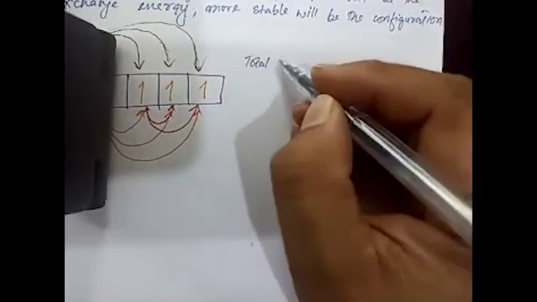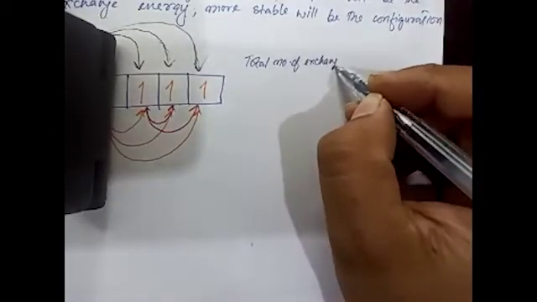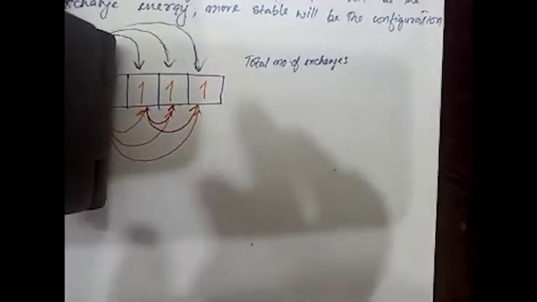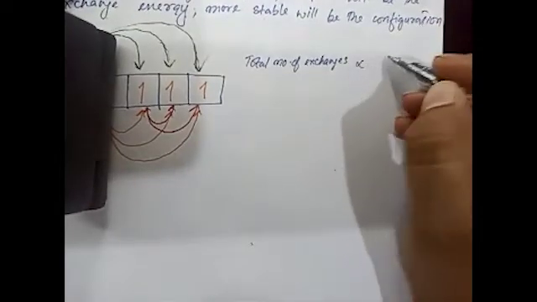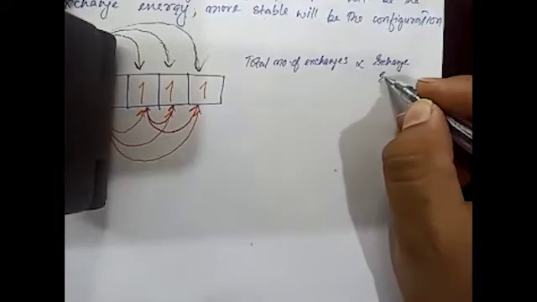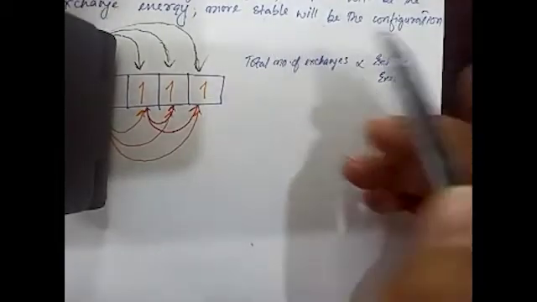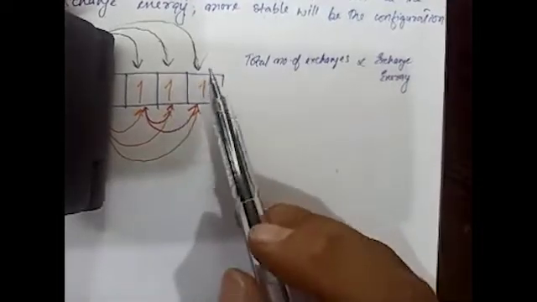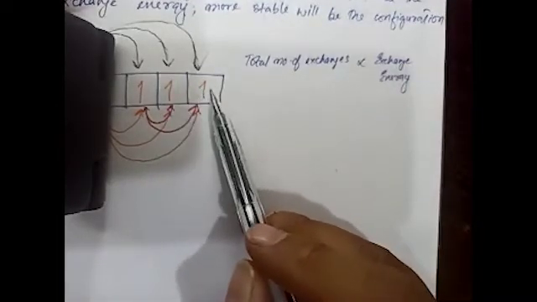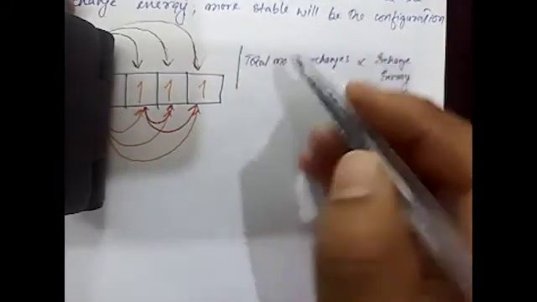Total number of exchanges is directly proportional to the exchange energy. So the more exchanges happen, meaning electrons leave their own place and stay in another's place, then it releases a lot of exchange energy.